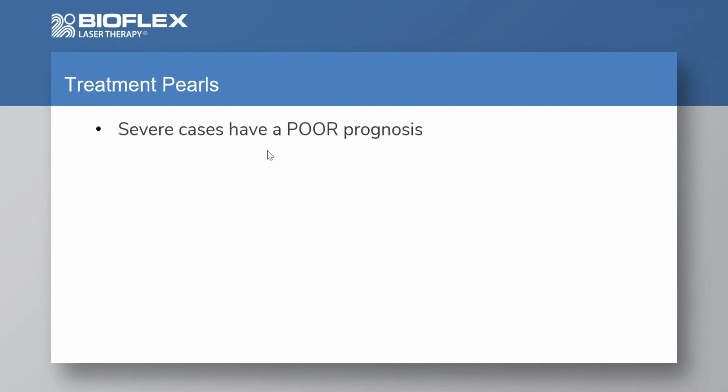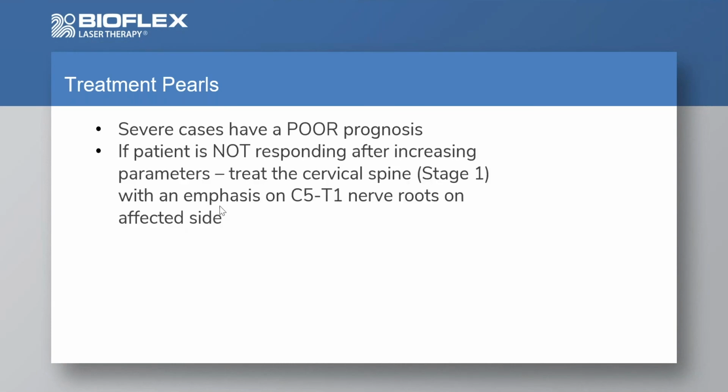So severe cases of carpal tunnel obviously have a poor prognosis and probably, to be honest, aren't going to really respond well to laser therapy, so keep that in mind. If a patient is not responding after increasing the parameters, you can also look to treat the cervical spine in stage 1 on the affected side, with an emphasis on treating the C5 to T1 nerve roots, which of course form the median nerve.